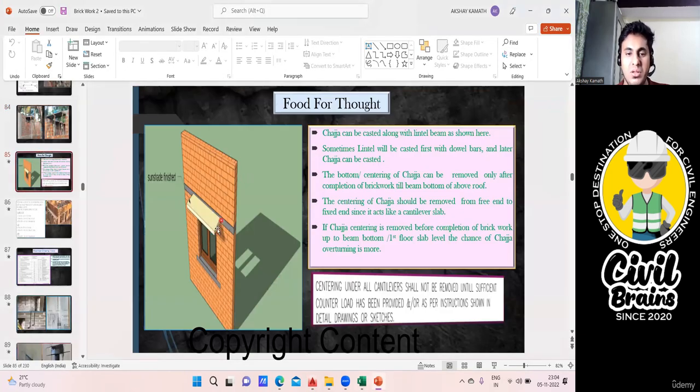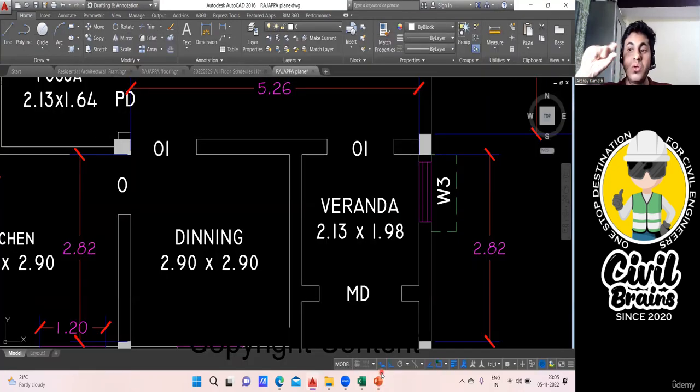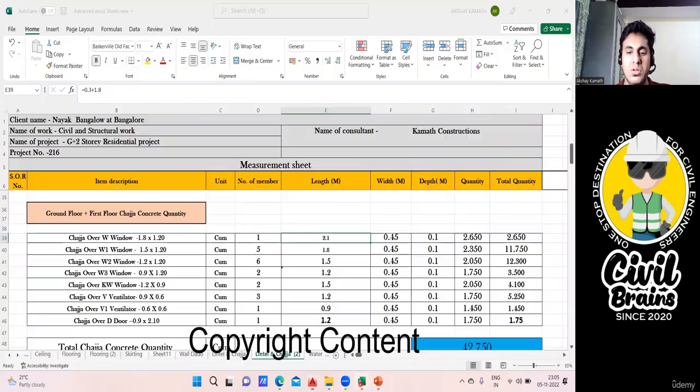This width can be 1.5 feet. Okay. Got it? You got the length, you got the width. What is the depth? Depth usually, how much did I take? Yeah, 100 mm. 4 inch is enough. Your depth of your Chajja is 4 inch.